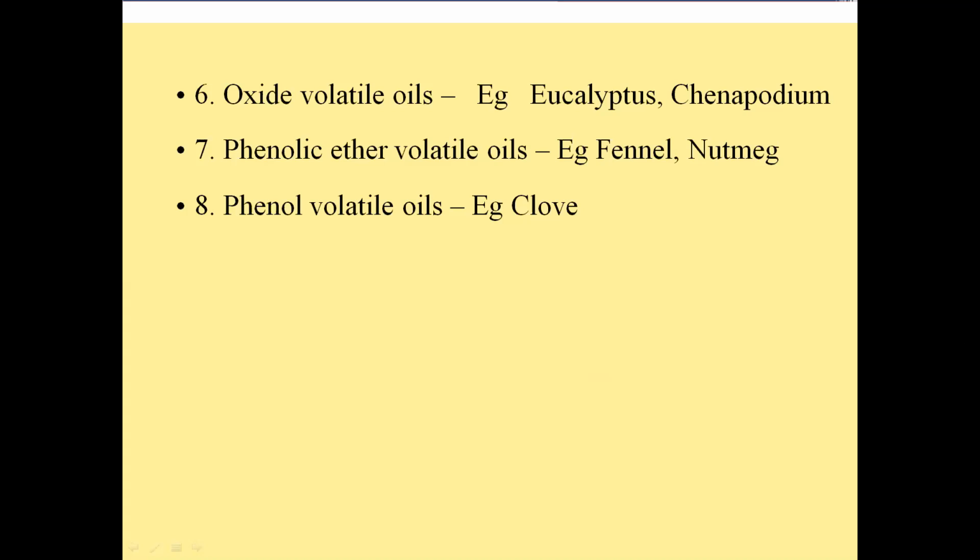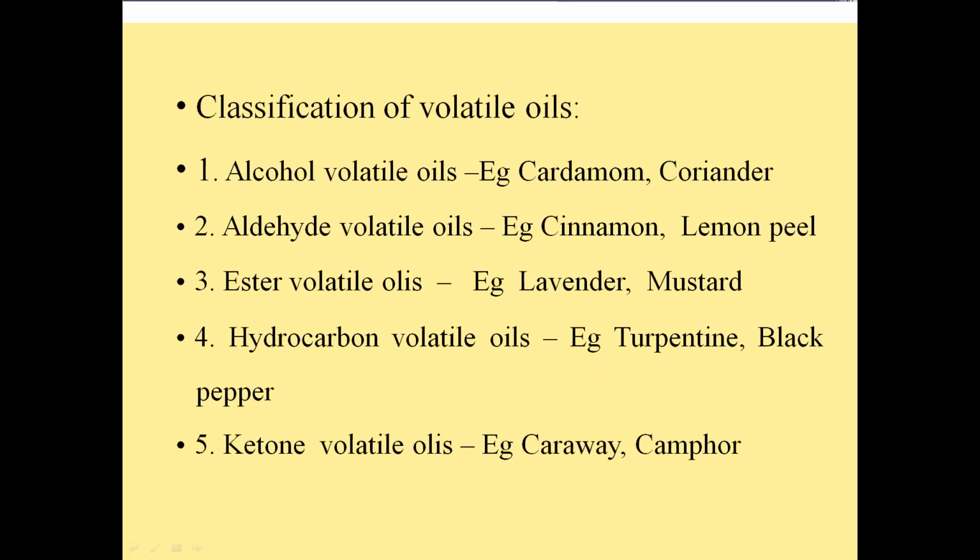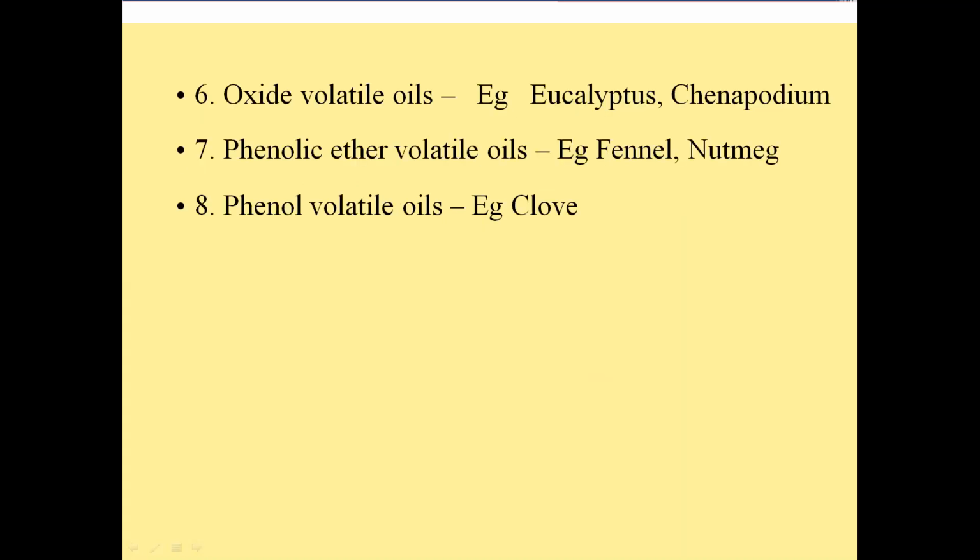So here are 8 categories in which you can divide the class of volatile oils. First one is alcohol volatile oil, then aldehyde volatile oil, then ester volatile oil, hydrocarbon volatile oil, ketonic volatile oil, oxide volatile oil, phenolic ether and phenol volatile oil.